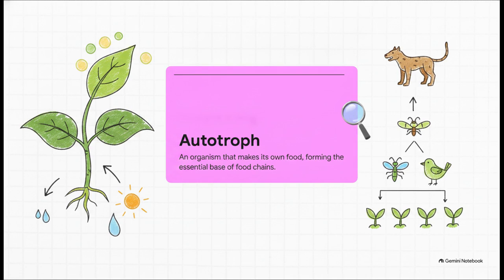Unlike you and me, plants do not eat food. They are what biologists call autotrophs. An autotroph is just an organism that can make its own food. Because they don't have to hunt or forage, but instead act as self-feeders, they form the absolutely essential base of the entire food chain. They capture energy and essentially make life possible for everything else on the planet.